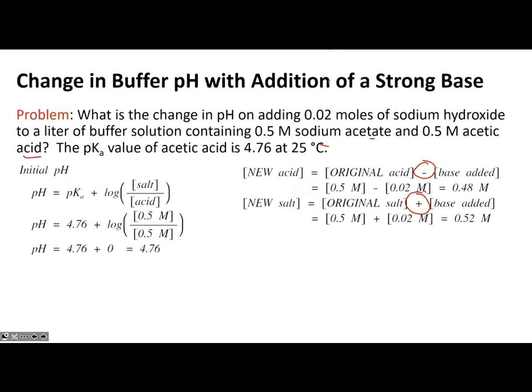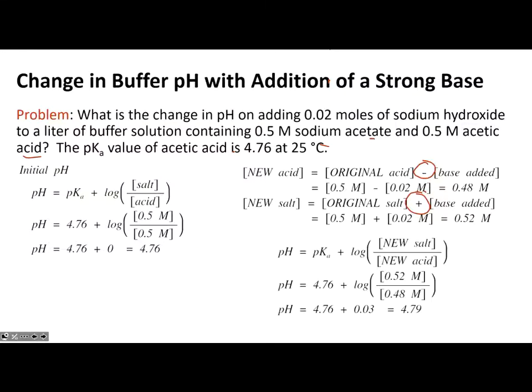So do you see where the new acid concentration came from and why it's lower? Do you see where the new salt concentration is and why it's higher? That's because the base reacted and used up the acid to form the salt. Now, let's go back and use the same Henderson-Hasselbalch formula, but with our new concentrations. So again, we still have the pKa at 4.76. We're going to add to that the log of the molar concentration of the salt over the acid, but now the salt is 0.52 divided by 0.48.